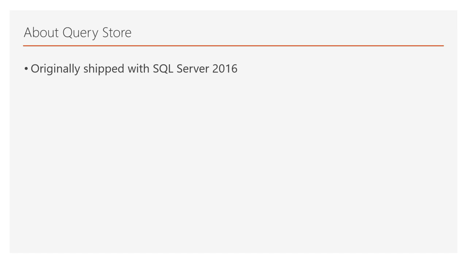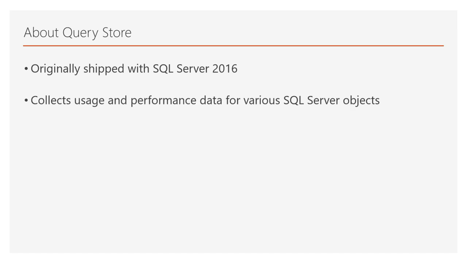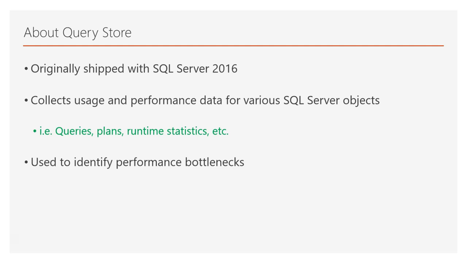It is used by the database engine for collecting usage and performance data for various SQL Server objects. For example, it can collect usage and performance data for queries, plans, gather runtime statistics, and much more. It is used for identifying performance bottlenecks, so using the information provided by Query Store, you can track performance bottlenecks more easily. And note that until SQL Server version 2019, Query Store was turned off by default.